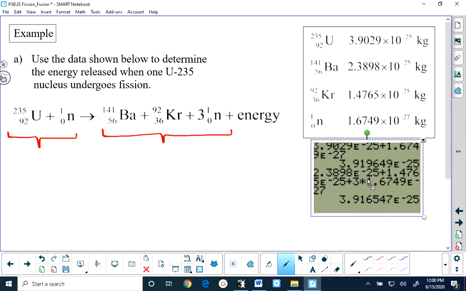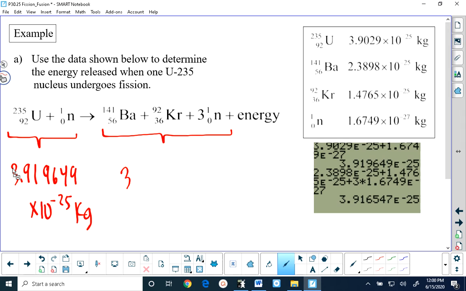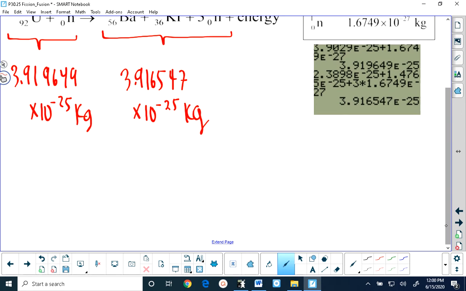Let me write down what we have before. We have 3.919649 multiplied by 10 to the negative 25 kilograms. And then afterwards we have 3.916547 multiplied by 10 to the negative 25 kilograms. There's a loss in mass. This loss in mass is going to relate to the change in energy. If I calculate the loss in mass, delta M, I can take the final mass minus the initial mass.